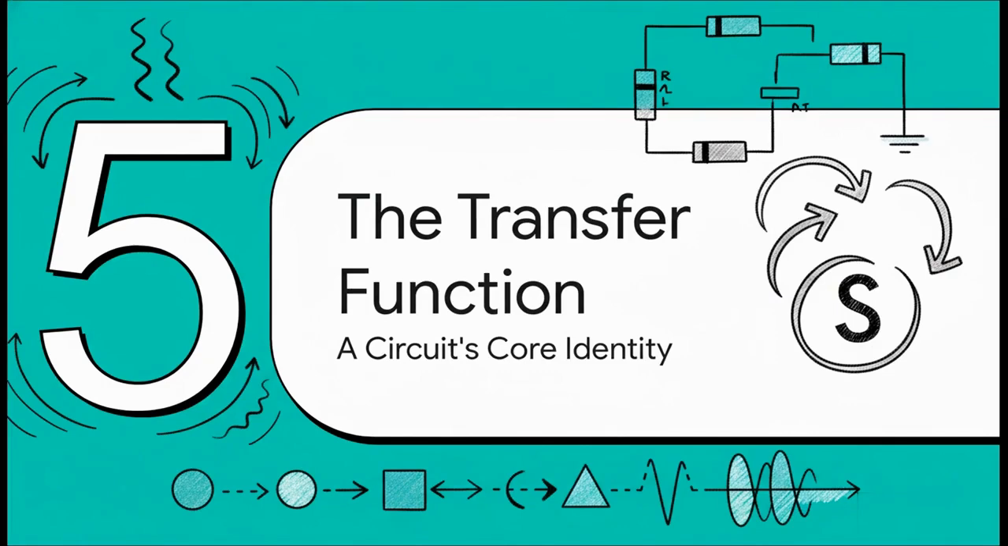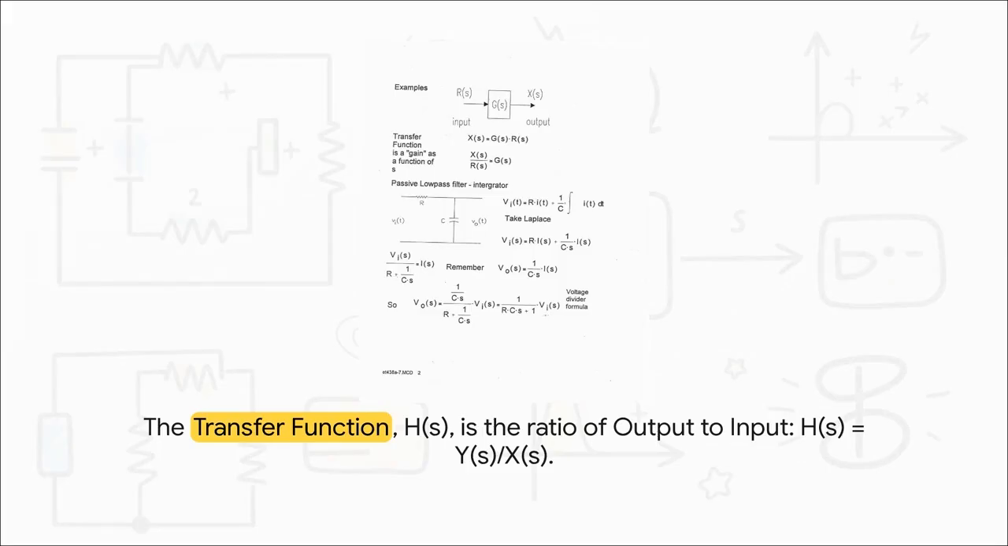Now, solving one circuit is cool, but let's zoom out. This whole method doesn't just give us answers for one specific case. It actually reveals something really profound about the circuit itself. By working in the S-domain, we can unlock its fundamental identity. And that identity is called the transfer function. You'll see it written as H(s) or G(s). It's just the ratio of the circuit's output to its input, all in the S-domain. Honestly, you can think of it like the circuit's DNA. It contains all the information about how that circuit will behave, no matter what signal you feed into it.